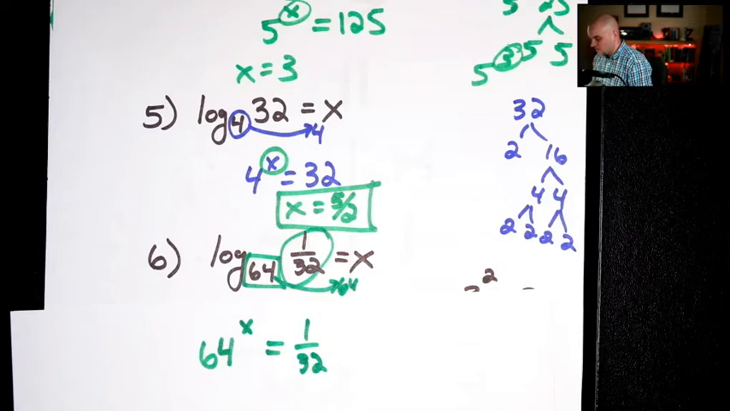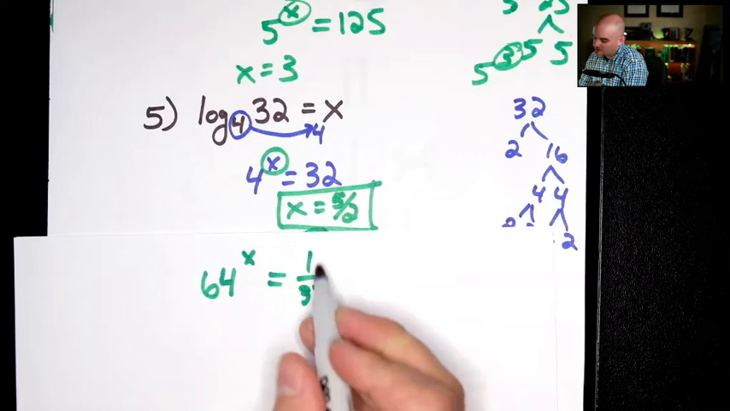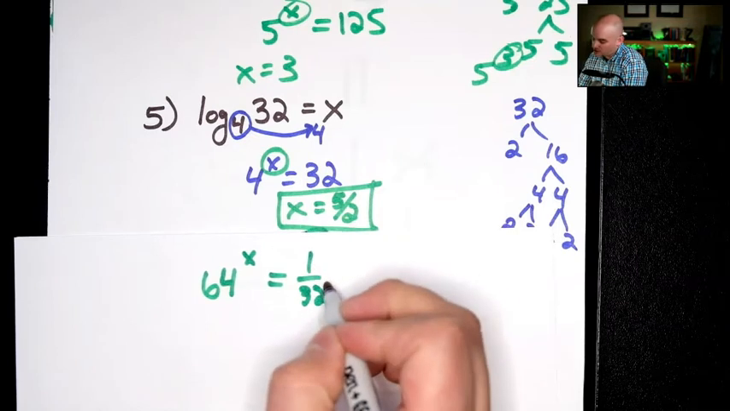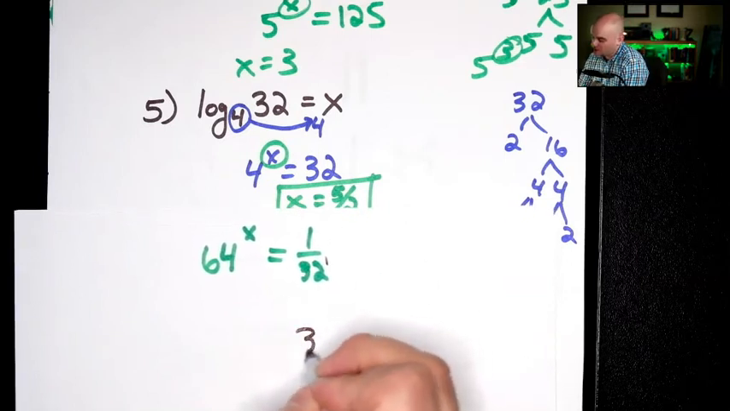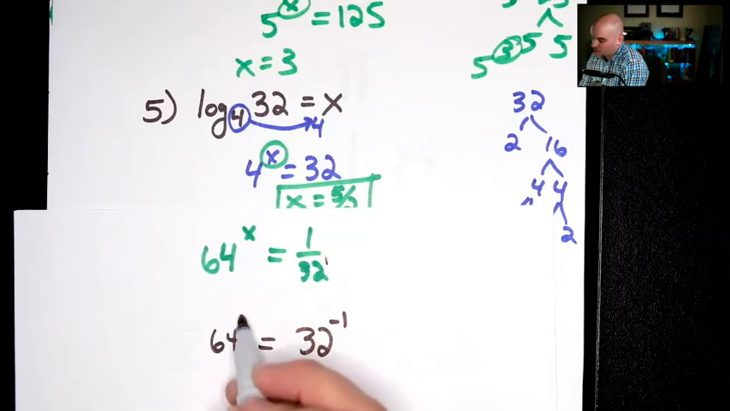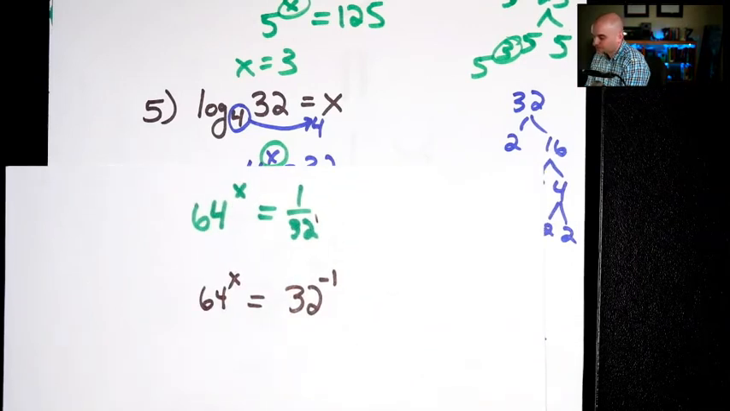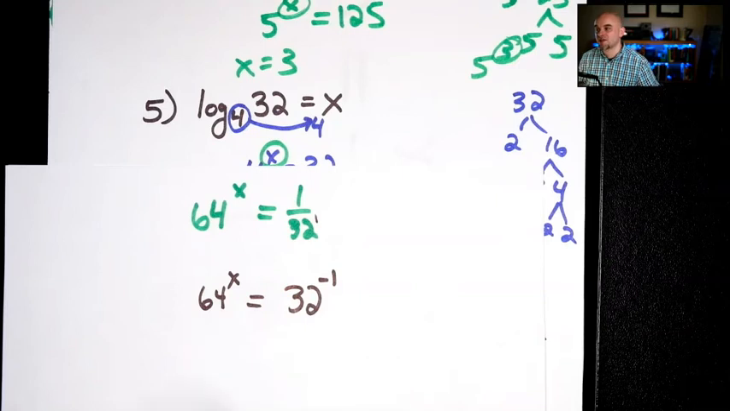And now I'm going to do a few things to make life a little bit easier. One, I'm going to take the 32 and raise it up top. Currently, it's raised to the first power. So if I move it up top, it's going to be 32 raised to the -1. And that equals 64 raised to the x power. Now, these are not the same base, so I can't just say x equals -1. I want to make them have the same base.